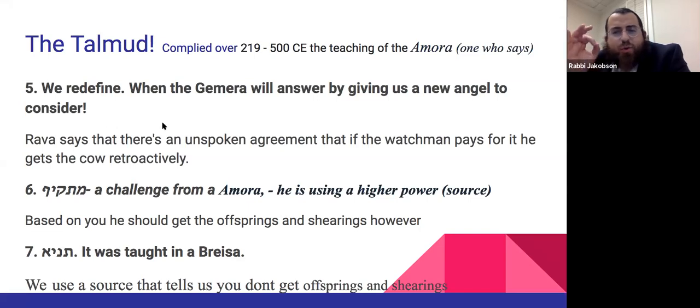So just again, the quick rules that we discussed. We discussed the Mishnah, that there's a Reish and a Seifa, beginning and end. We discussed that most Gemaras start with exploring the wording.